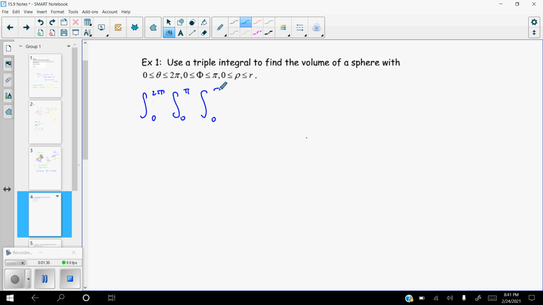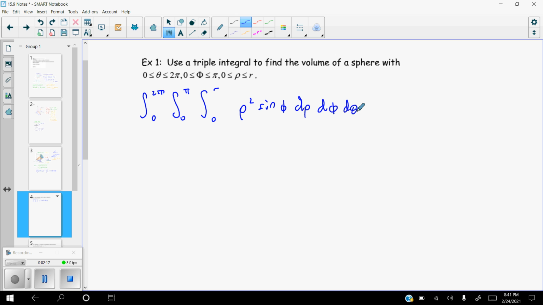Now don't forget, we are trying to find the volume, so I don't have any kind of an extra density function, which we usually call rho. So we're really just taking the integral of 1. But we do have the conversion factor, which was rho squared sine phi. And then you have to follow the order that you just wrote your integration in. So it's d rho, d phi, d theta. I think I usually do theta and then phi, but I just did it in the order that they have it here.